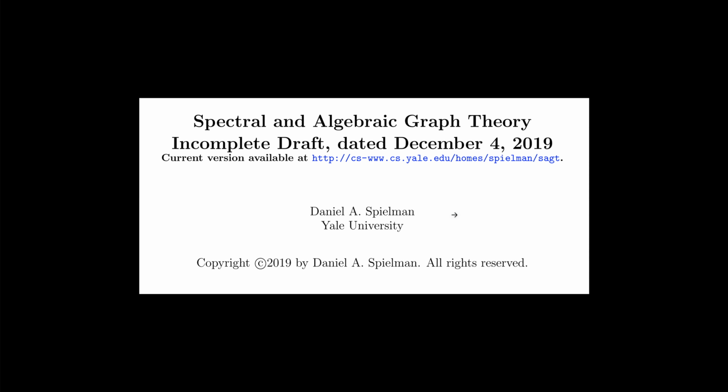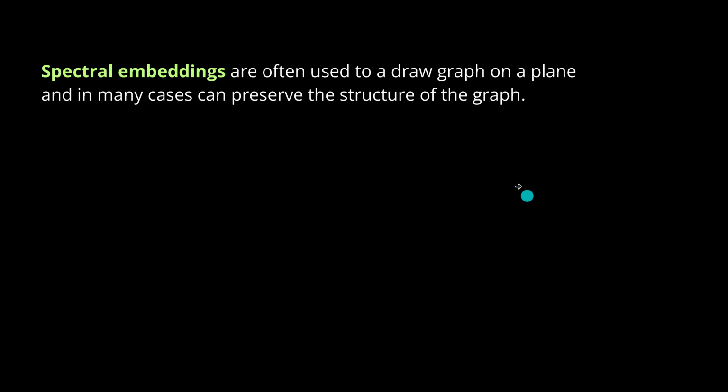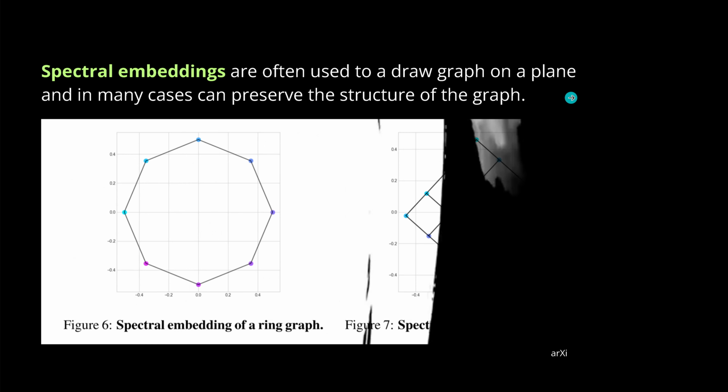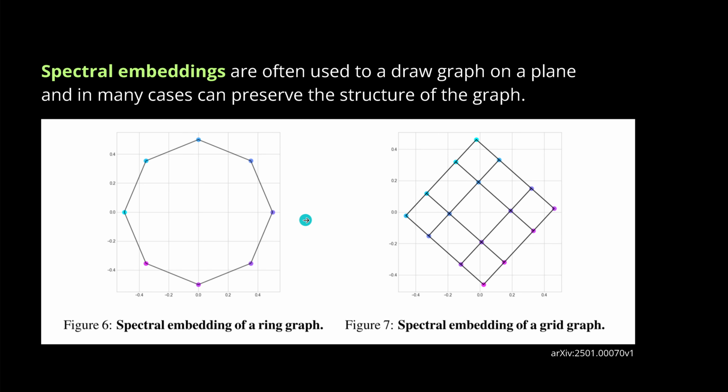And if we take this now, and especially may I put your attention a little bit to the spectral part here. Spectral embeddings are often used to draw a graph on a plane, on a two-dimensional manifold, and in many cases it will preserve the structure of the graph. Look here at the publication, we see exactly the spectral embedding, and we have the ring graph, and here we have the grid graph from video 1.